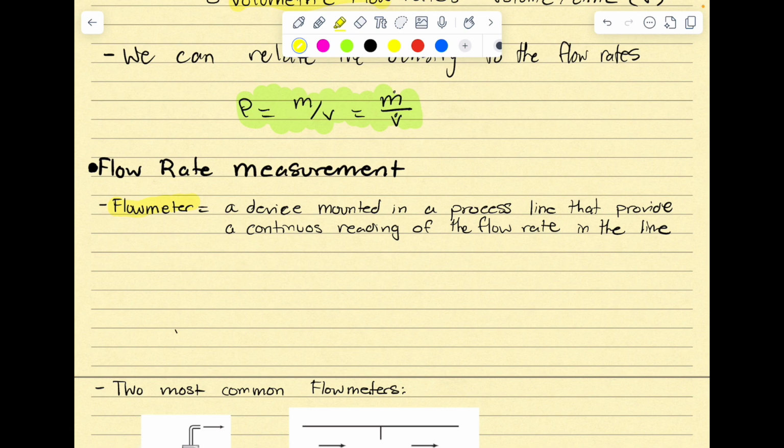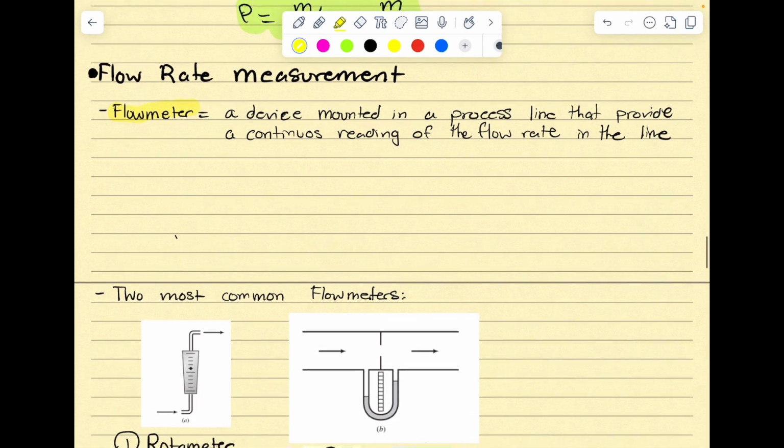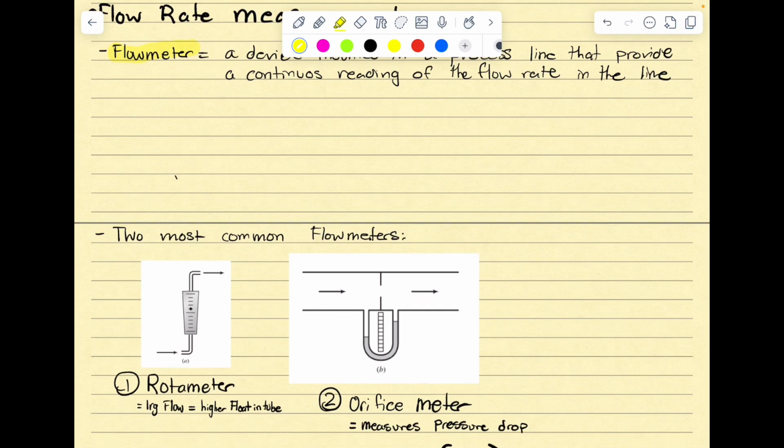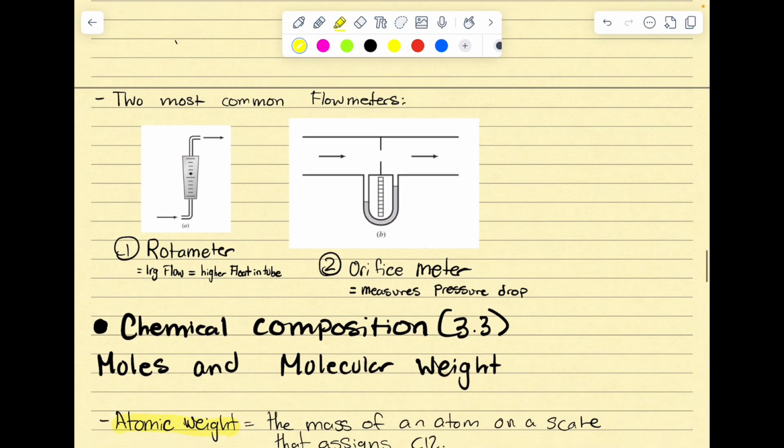With the flow rates, we can measure the flow rates using flow meters. And a flow meter is a device mounted in a process line that provides a continuous reading of the flow rate in the line. The two most common flow meters that we use are called a rotameter and an orifice meter. A rotameter is a vertical meter that has a stream going in from the bottom and a stream coming out from the top.